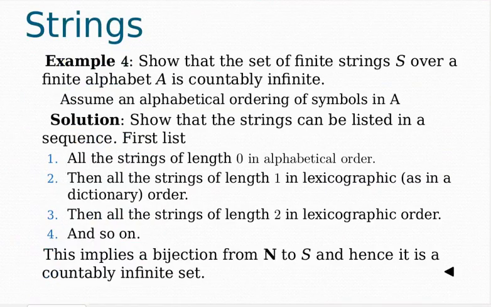So now let's look at strings. Show that the set of finite strings over a finite alphabet is countably infinite, right? So show that the strings can be listed in a sequence. So all the strings of length 0 in alphabetical order, and then all the strings of length 1 in lexicographical order, which is the order if we write them in the dictionary, right?